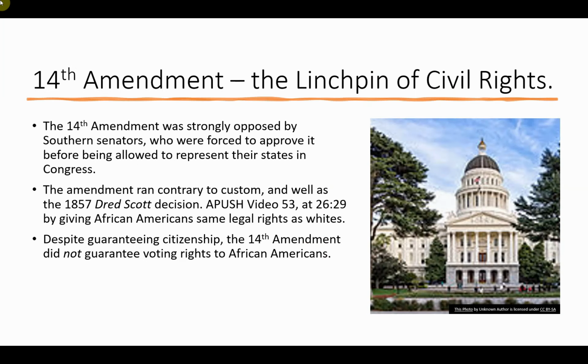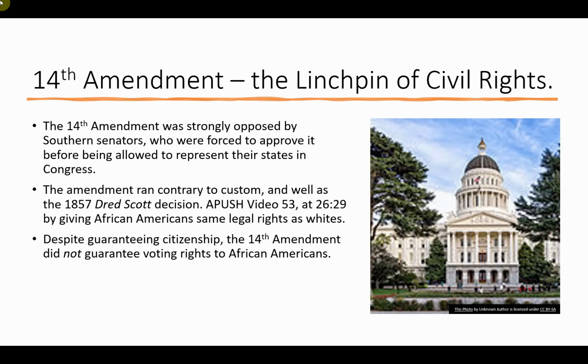The 14th Amendment was strongly opposed by Southern senators who were forced to approve it before being allowed to represent their states in Congress. The amendment ran contrary to custom and also contrary to the 1857 Dred Scott Supreme Court decision. You can see APUSH video number 53 at 26 minutes and 29 seconds. And the reason that it ran against Dred Scott and against custom is that the 14th Amendment gave African Americans the same legal rights as whites or anyone else.